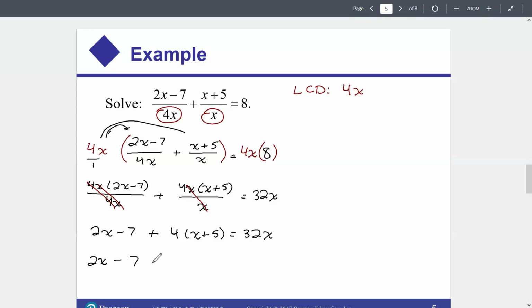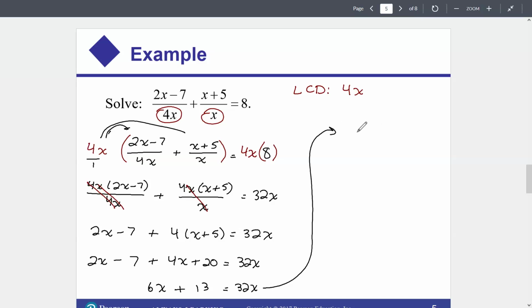So this is just 2x minus 7 plus 4x plus 20 equals 32x, which is then just going to be 6x plus 13 equals 32x, which is still going to be, let's move the 6x over, so it's going to be 13 equals 26x, and if I divide by 26, then I'm just going to have 13 over 26. So we see that x is just going to be 1/2.